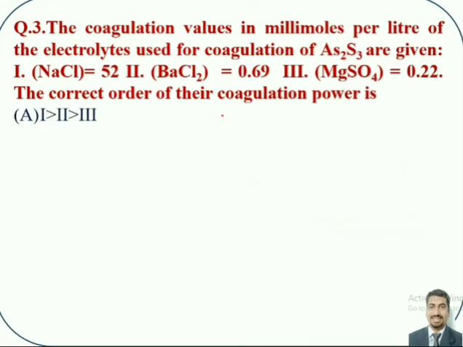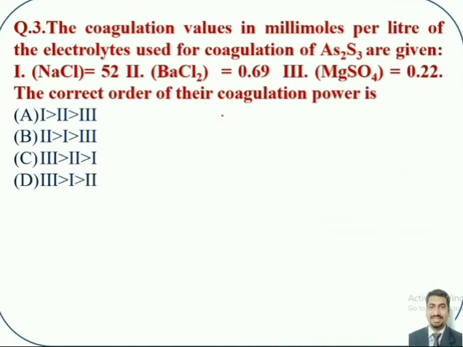The options are: option A, 1 is greater than 2, and 2 is greater than 3, that is, NaCl is greater than BaCl2, and BaCl2 is greater than magnesium sulfate. The second option, 2 is greater than 1 and 1 is greater than 3. Third option, 3 is greater than 2, and 2 is greater than 1. Fourth option, 3 is greater than 1, and 1 is in turn greater than 2.